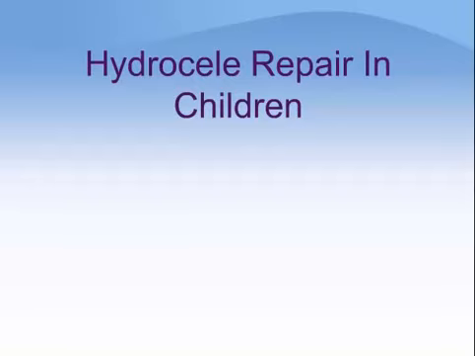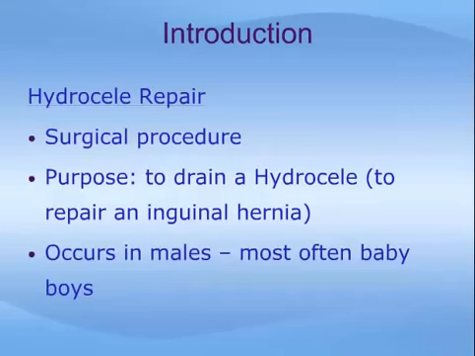A hydrocele is a congenital condition, which means that it is present at birth. It is caused by a collection of fluid around the testicle. Hydroceles almost always occur on one side, most often in baby boys. The condition in newborns is almost always benign, which means that cancer is not a concern.